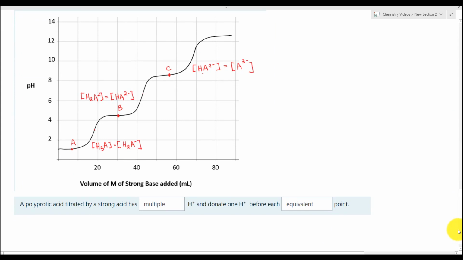Now let's go back down here and look at this graph right here. We have a polyprotic acid. Poly means many, and protic refers to proton. And when we talk about chemical reactions, a proton is basically H+.